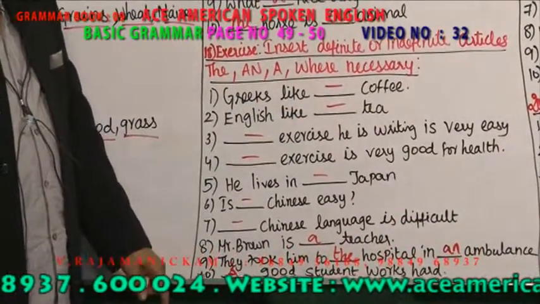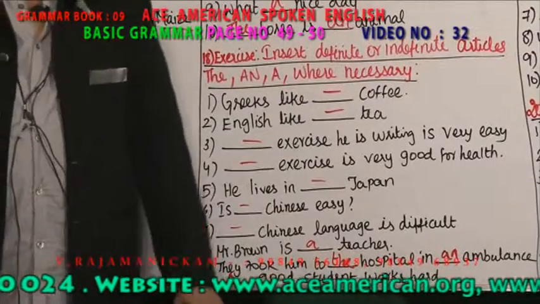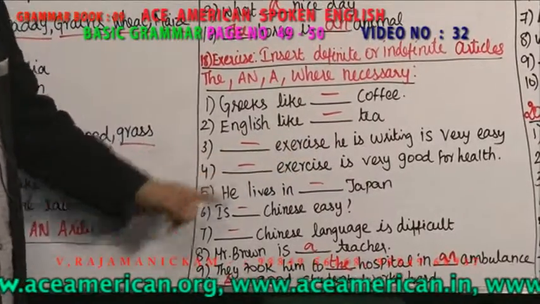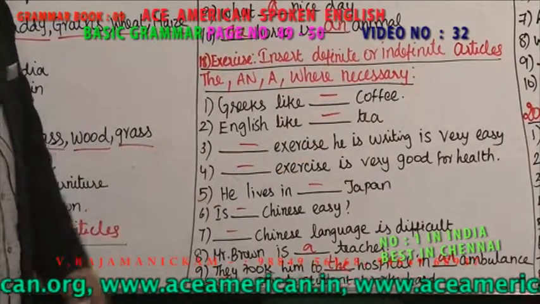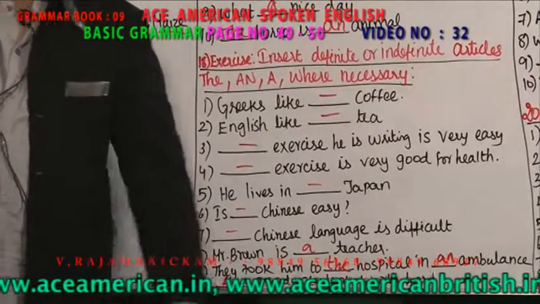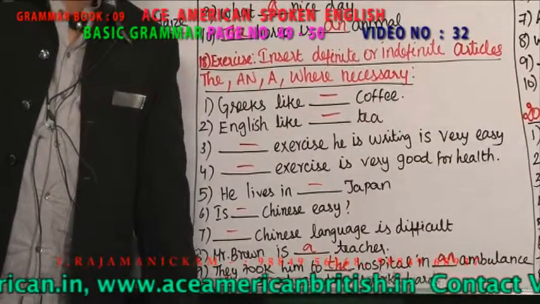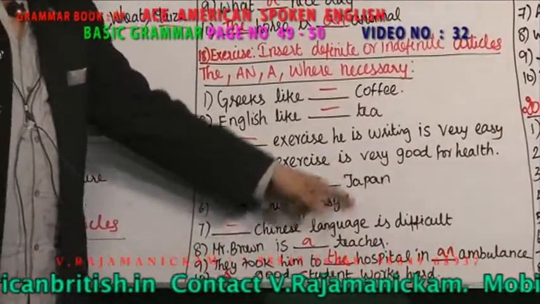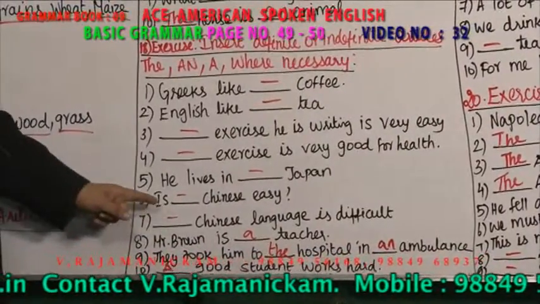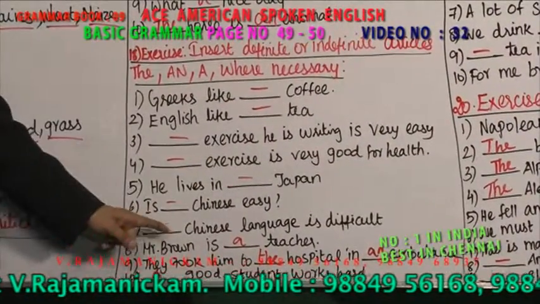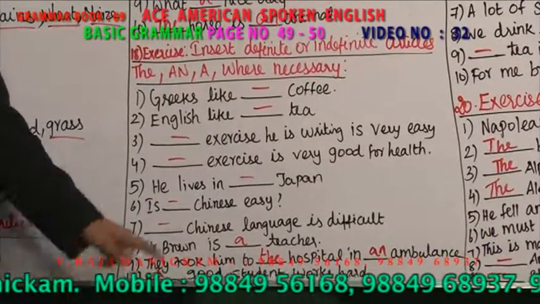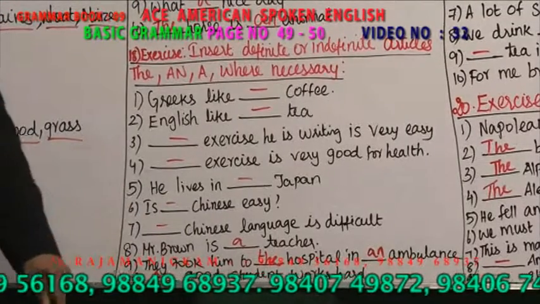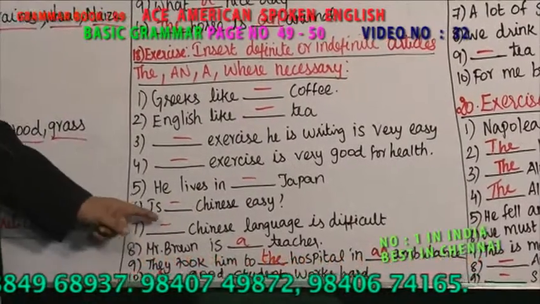Exercise he is writing is very easy. What grammar exercise he is writing? So, "the", no, it's wrong. Exercise is very good for health. Physical exercise, even there you are not supposed to use "the" because exercise is an uncountable noun, an abstract noun. He lives in a Japan, no. Japan is a proper noun; you are not supposed to use an article. Is dash Chinese easy? Wrong. In front of nationalities you are not using articles. Dash Chinese language is difficult to understand. Wrong. You are not supposed to use an article in front of a proper noun.